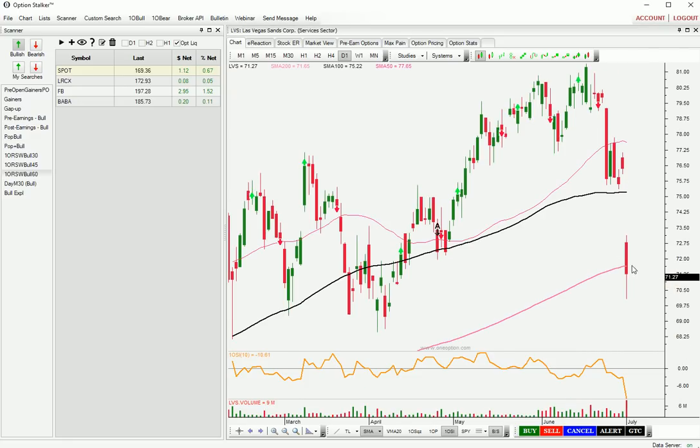LVS is down on that 200-day moving average. Macau revenues were down a little bit, so the stock got nailed today. If it can find support around that 200-day moving average, it could be a very nice candidate to run higher.